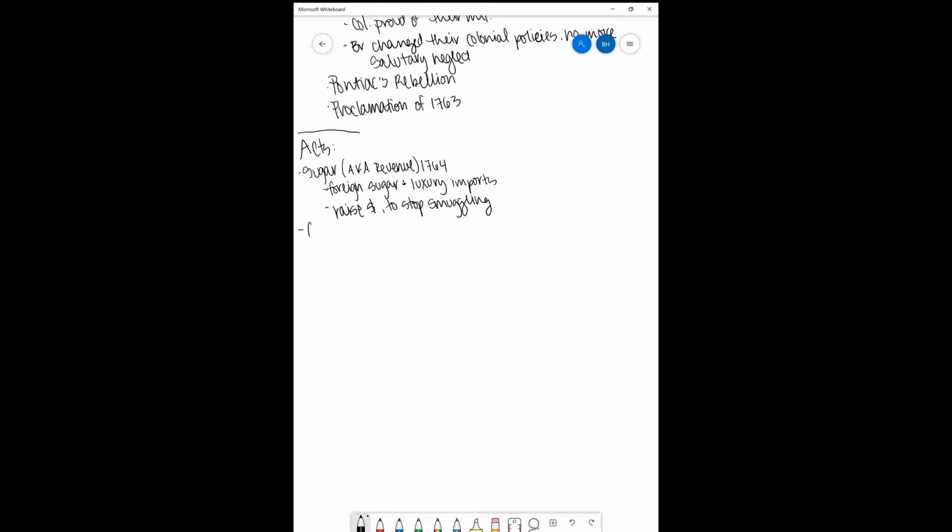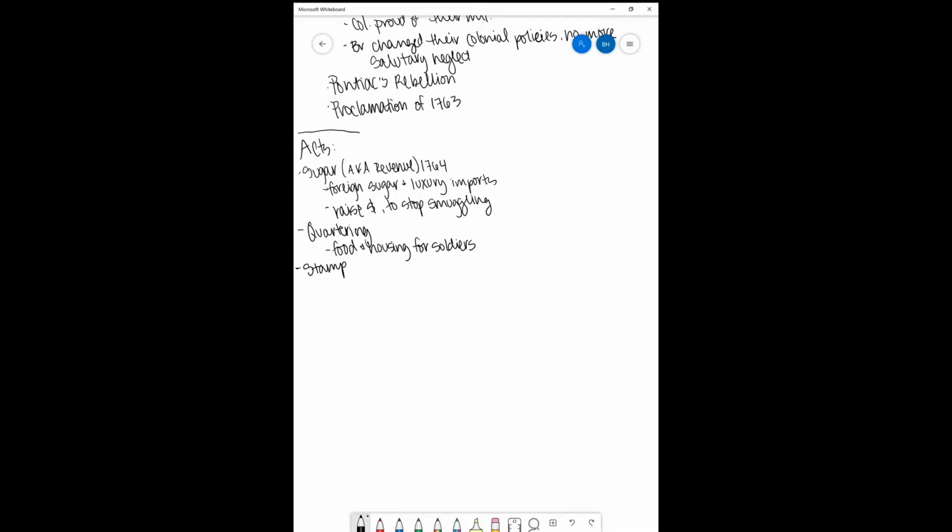You then also see early on the first version of the Quartering Act. And the Quartering Act was that the different colonial regions had to provide food and housing for soldiers. Now, this first one was not immediately placing the soldiers in people's homes, but rather in their communities. So then you have the Stamp Act.